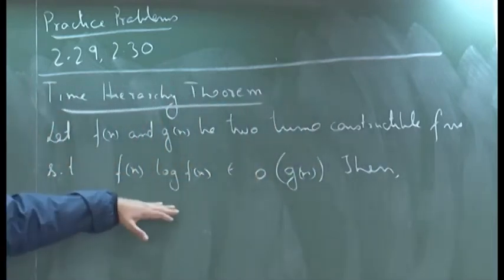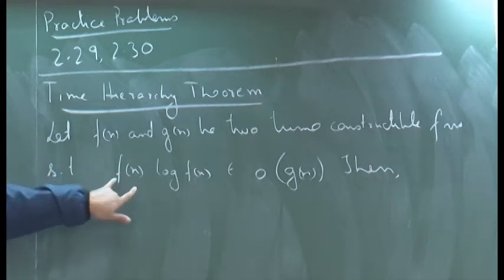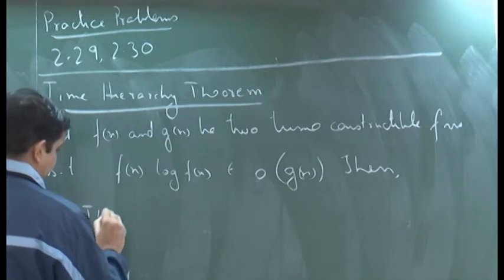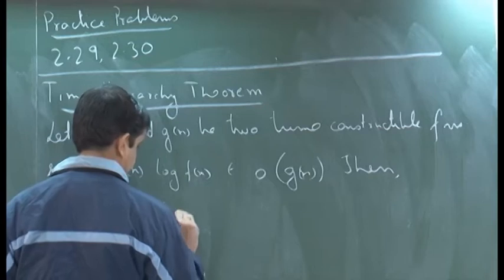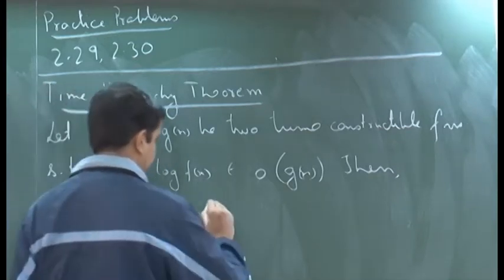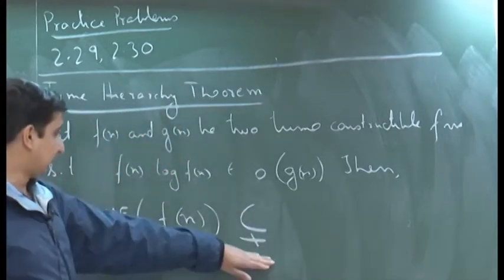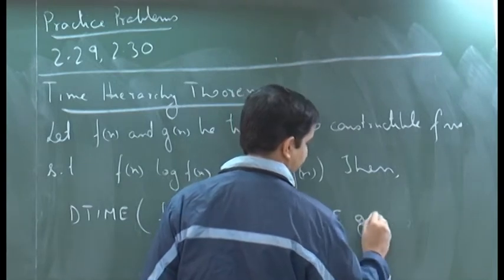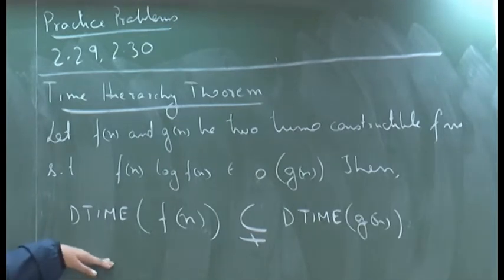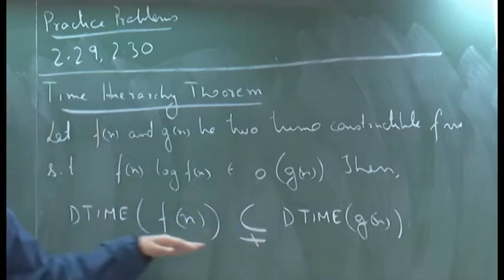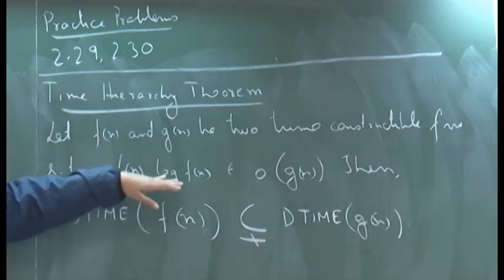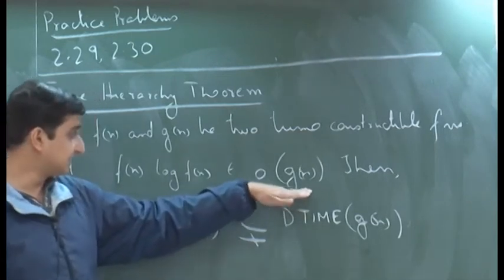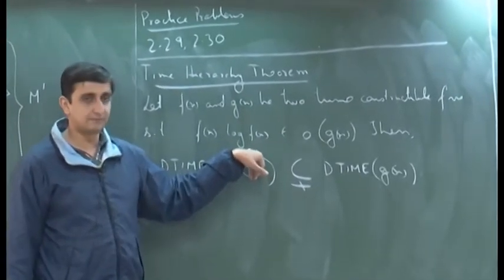Then what we can show is that the time classes that are determined by the functions f(n) and g(n) are separate basically. That is, DTIME(f(n)) is strictly contained in DTIME(g(n)). So, what this means is that there is a language in DTIME(g(n)) that is not present in DTIME(f(n)). And this is true if we have time constructible functions which satisfy this criterion, that is g(n) is strictly larger than f(n) times log of f(n).